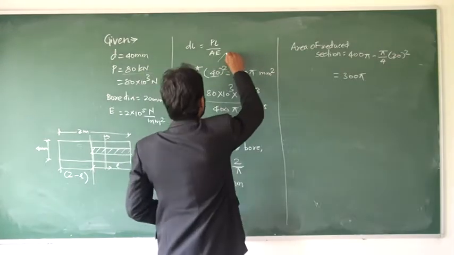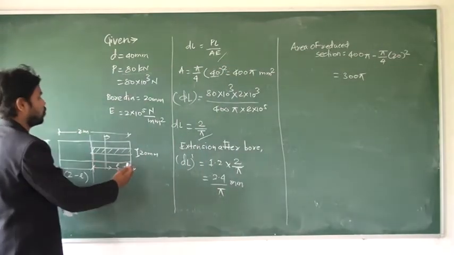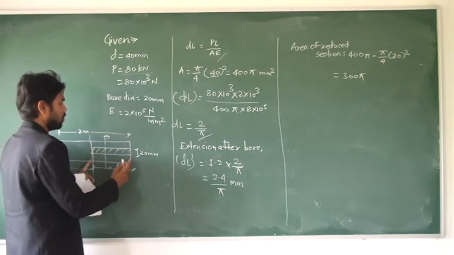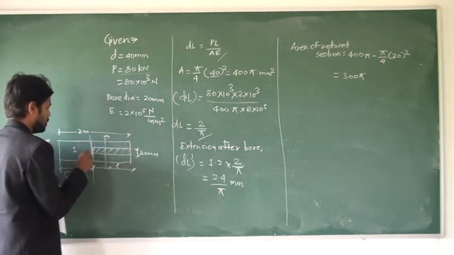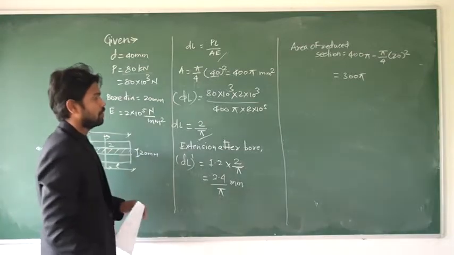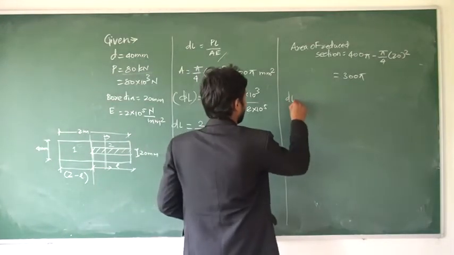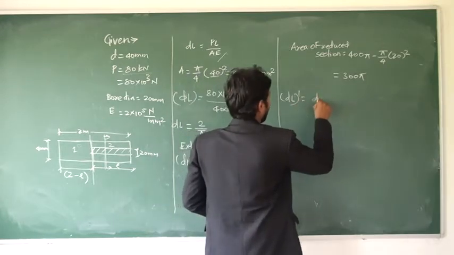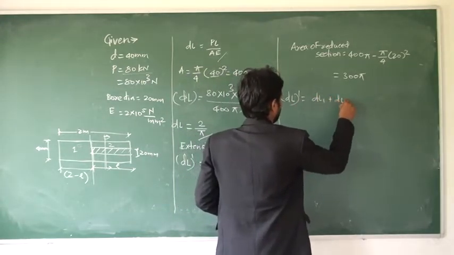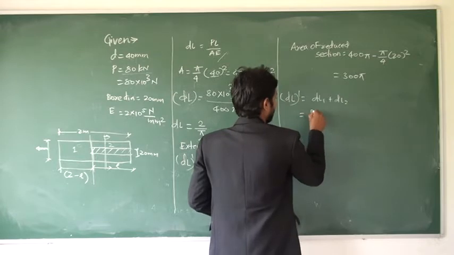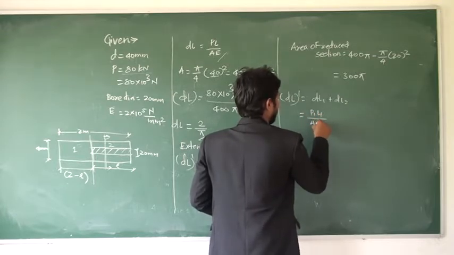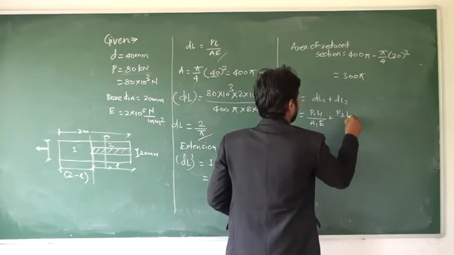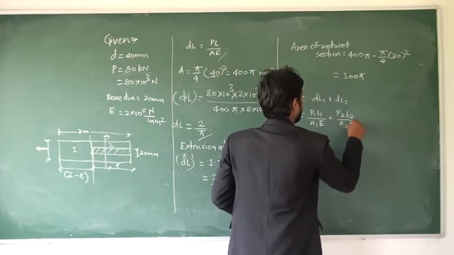Then again, when I have to calculate the total elongation of this rod, it is the elongation of the first part plus the elongation of the second part. Name these as 1 and 2. So the total elongation dl after extension will be equal to dl1 plus dl2. So dl1 will be P1 L1 divided by A1 E plus P2 L2 divided by A2 E.